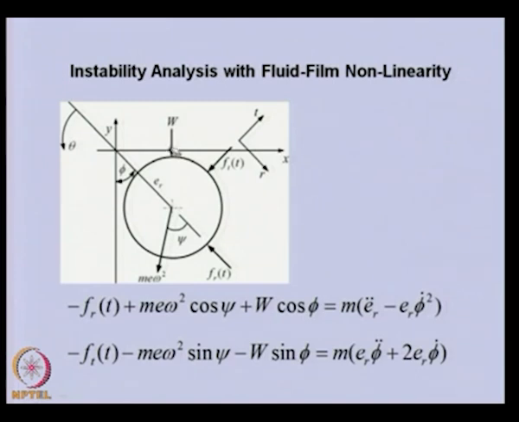weight of the journal is here. This could be an unbalanced force which is rotating with some speed, and the position of the rotor is given as eccentricity and the attitude angle.